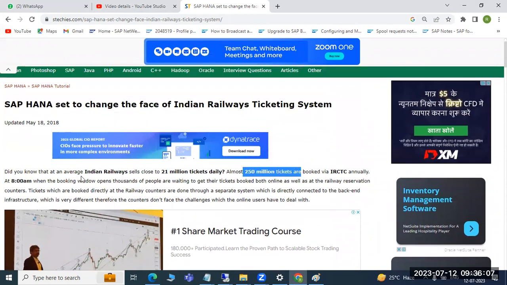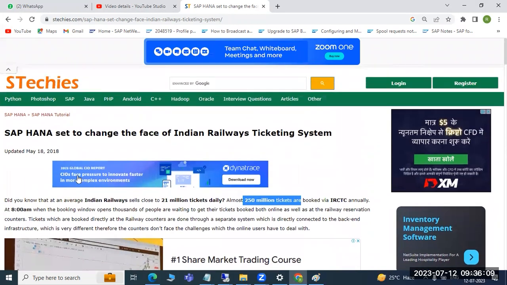It was written years back, they have written this blog. At that time, they estimated almost 250 million tickets are booked via IRCTC annually, which means about 21 million tickets daily. Nowadays it may have increased. So we have the apps, it's very fast access.